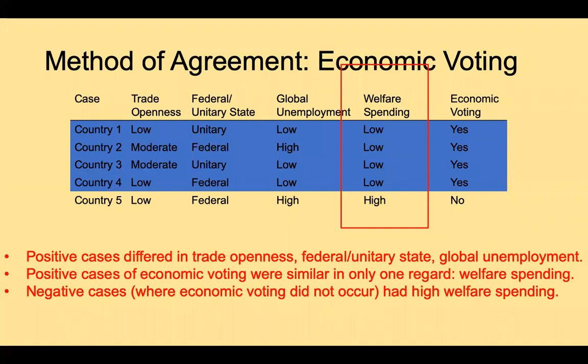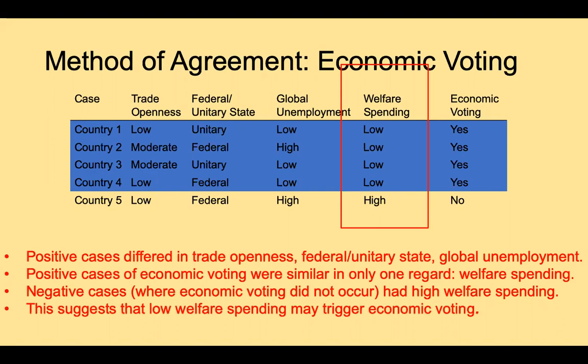But if you're successful in compensating people on economic grounds during a global or a domestic downturn, they're unlikely to vote you out on economic grounds. And in fact, they might vote you or keep you in on economic grounds. And so what this suggests is that low welfare spending may trigger economic voting. And it makes sense.